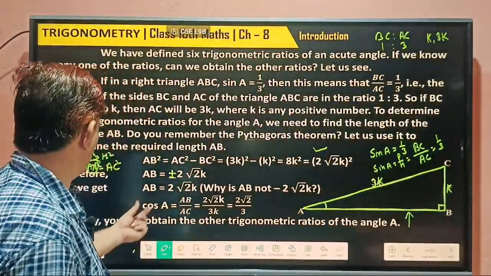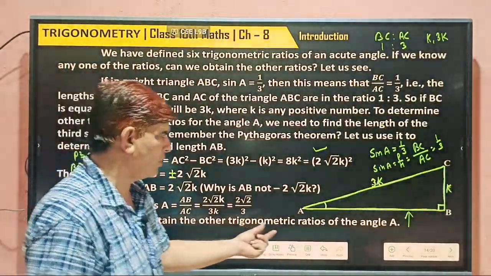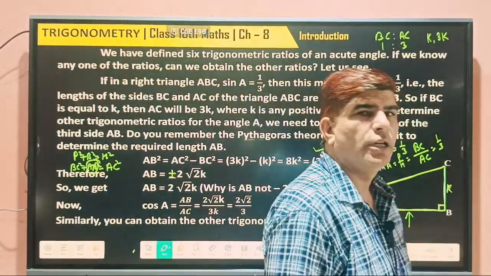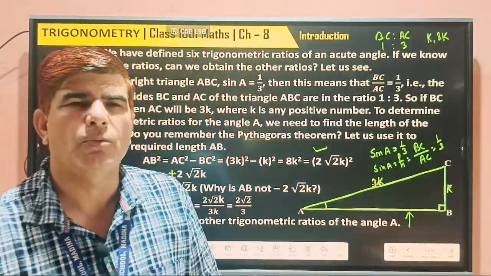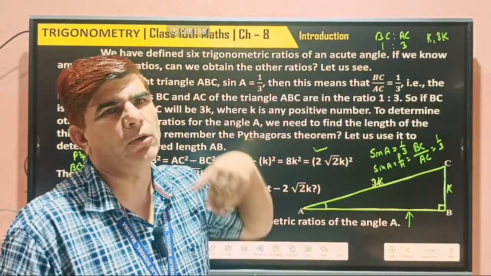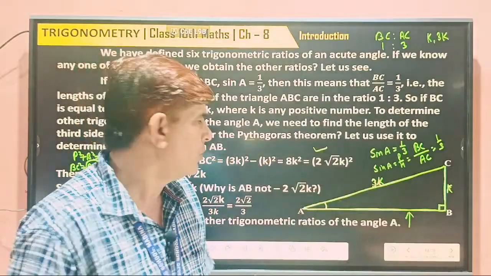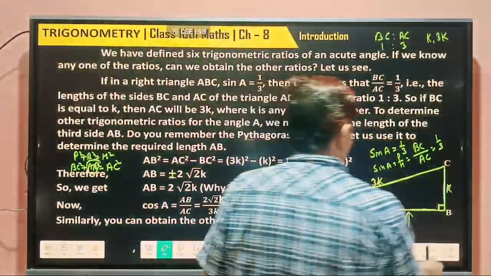So then we can find out cos A. Similarly, we can find out the other trigonometric ratios also. Its meaning is this: if one trigonometric ratio is given, then with the help of that ratio, we can find out the remaining 5 trigonometric ratios also. Understood?